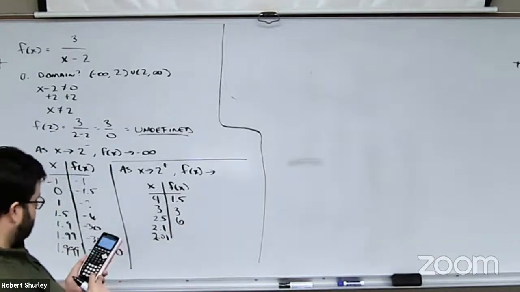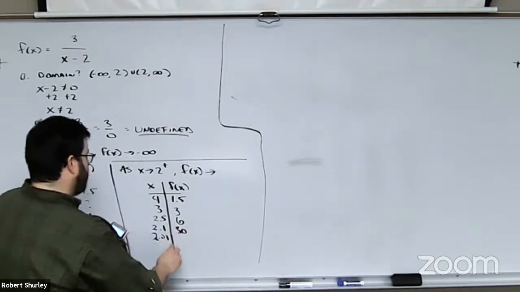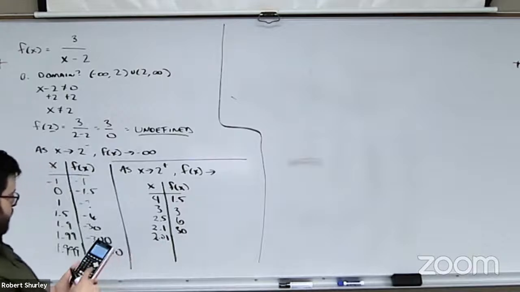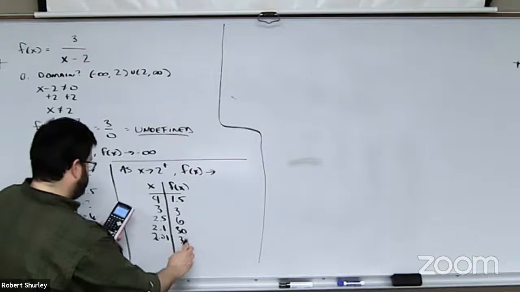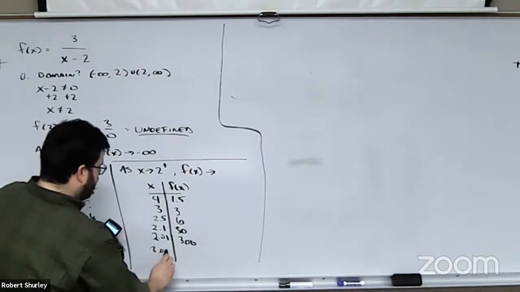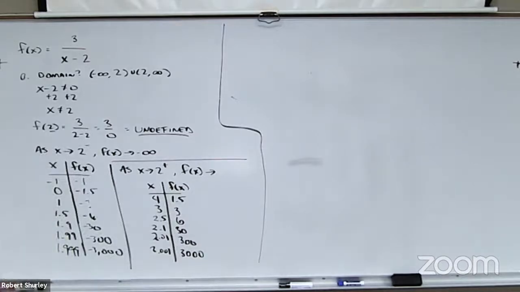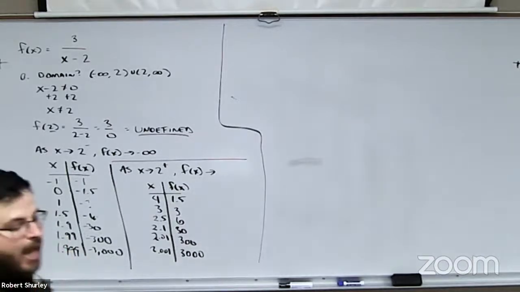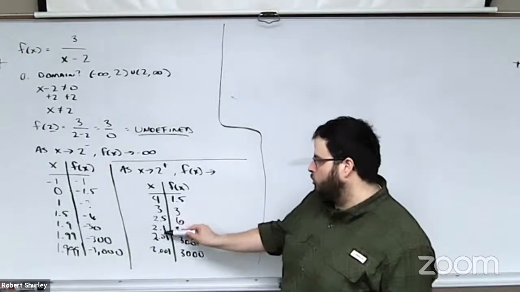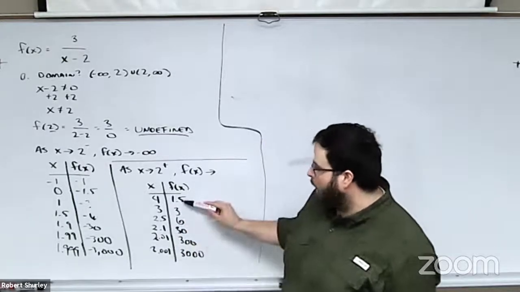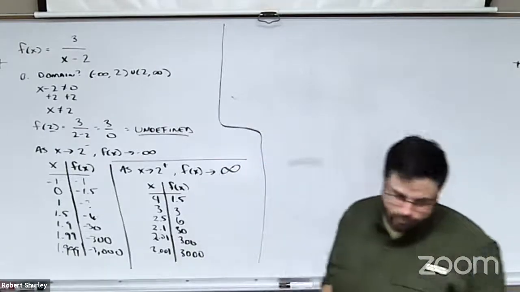2.1, I get 30. We got the same thing going on, but it's a little different. 2.01, I get back 300. So I'm going to assume 2.001, I get back 3,000. So we have the same sort of pattern. It's just not negative, right? Now, as we're getting closer to 2, our y value is going to positive infinity.